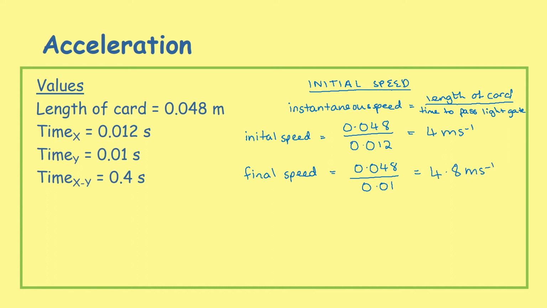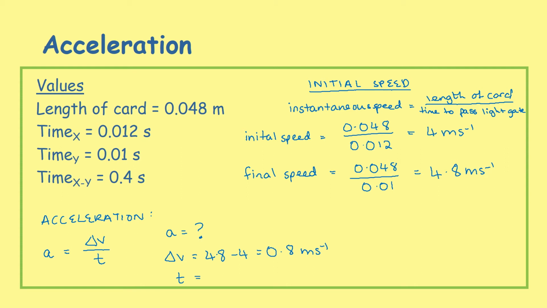Now that we have the initial speed and the final speed, we can go on to working out the acceleration. We know that our acceleration equation is a equals delta v divided by t. First of all, let's work out what delta v is. That's going to be the final speed take away the initial speed, because that's our change in speed. So 4.8 take away 4, that's 0.8 meters per second. And this time, the time is going to be the time that the trolley took to travel between light gate X and light gate Y, so 0.4 seconds.